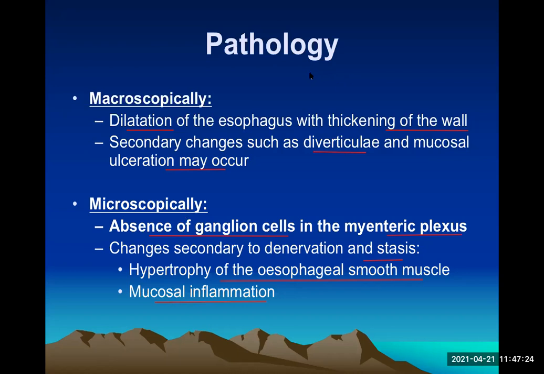So the most important point here is absence of ganglion cells in the myenteric plexus or Auerbach plexus, and grossly, the esophagus is hugely dilated proximal to that affected area.